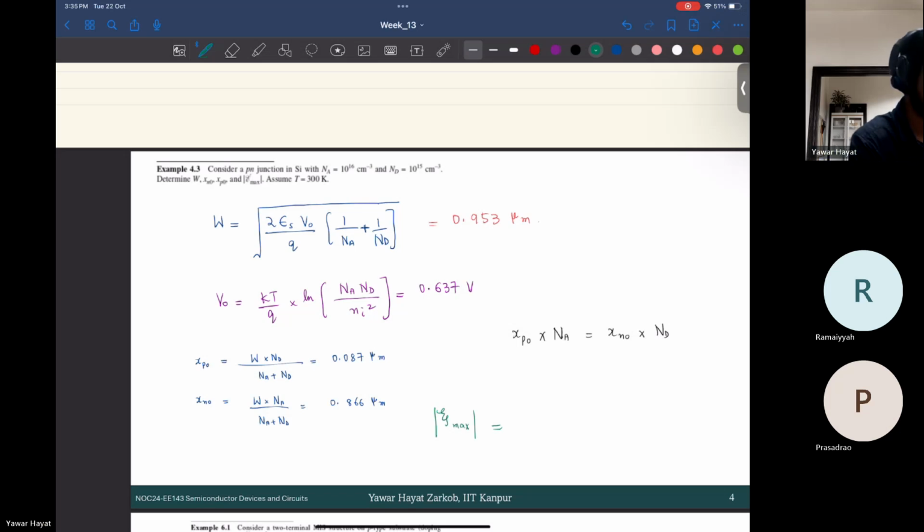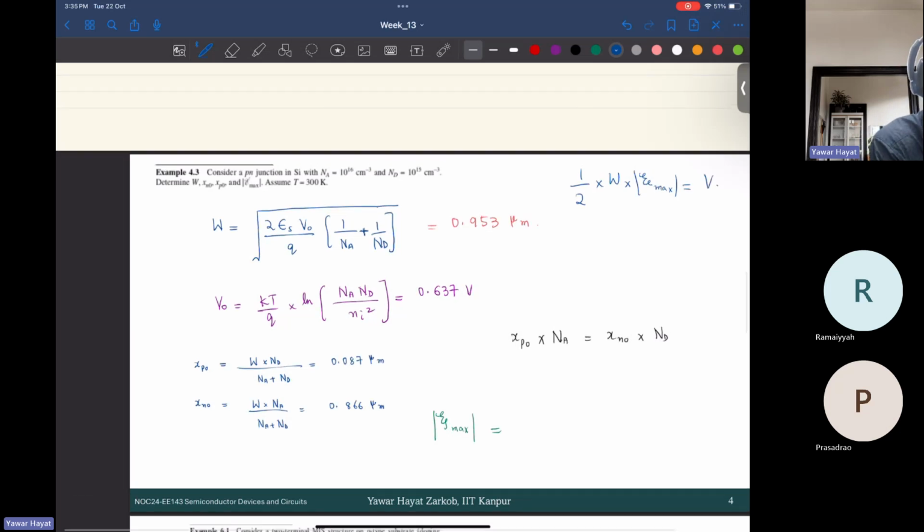Okay. So you're saying so because the area of that has to be equal to the built-in potential, right? Half of our base is the depletion width and the altitude is Emax. Taking the magnitude, that is equal to the built-in potential V naught. So that is the reason you are saying that your Emax is equal to 2 V naught by W, right?